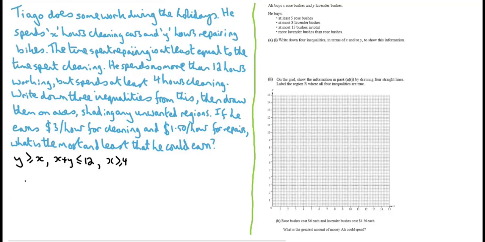So just drawing up some axes here and saying, so you can have 0 here, and 1, 2, 3, 4, 5, 6, 7, 8, 9, 10, 11, 12, and then 1, 2, 3, 4, 5, 6, 7, 8, 9, 10, 11, 12 on your x and your y axes. Now to plot these on one at a time. For your y is greater than or equal to x.